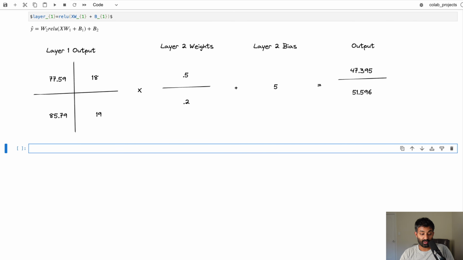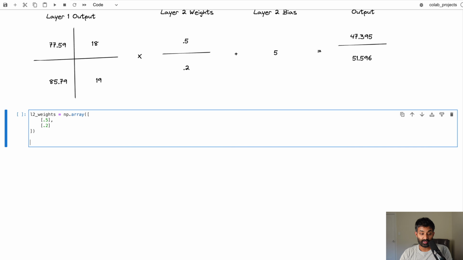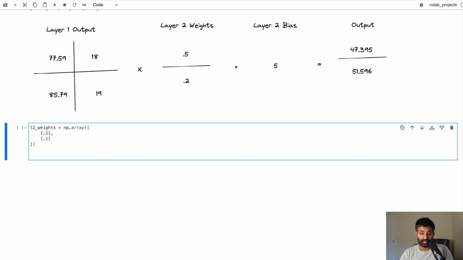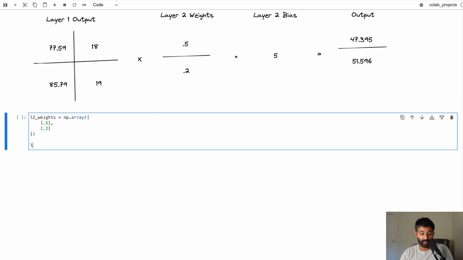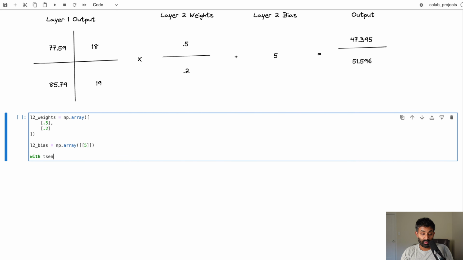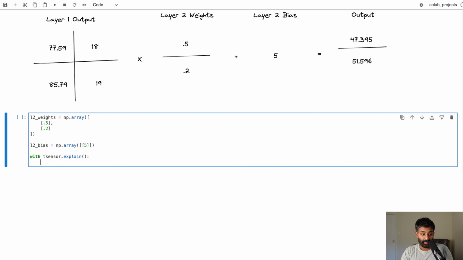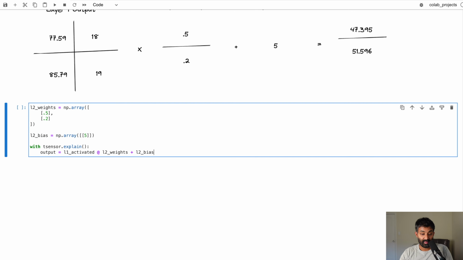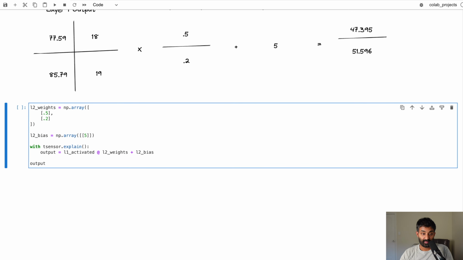So we can initialize our layer 2 weights. So this is just the same thing as here. It is a 2x1 matrix. We're going to initialize our L2 bias. It's just one number. And then we're again going to use tsensor.explain. We're going to say our output equals L1 activated times our L2 weights plus our L2 bias. And we'll take a look at our output.